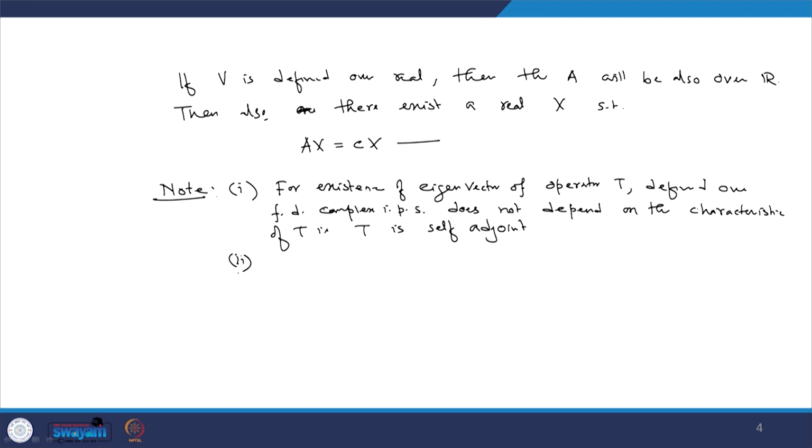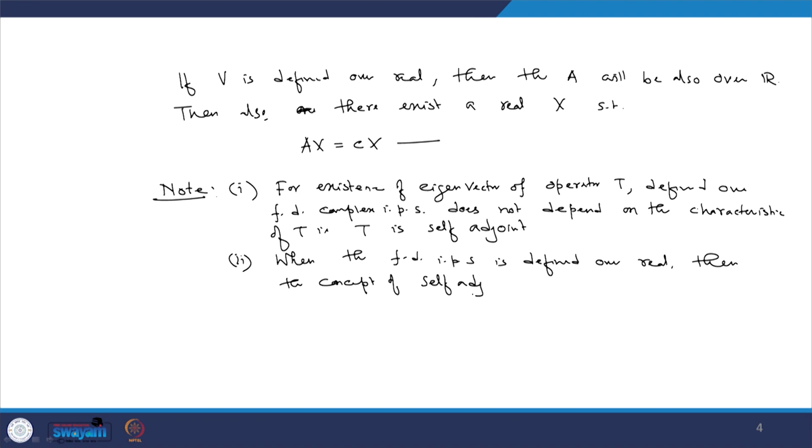However, when the finite dimensional inner product space is defined over real, then the concept of self-adjoint is required. Self-adjoint is required to prove the existence of an eigenvector.